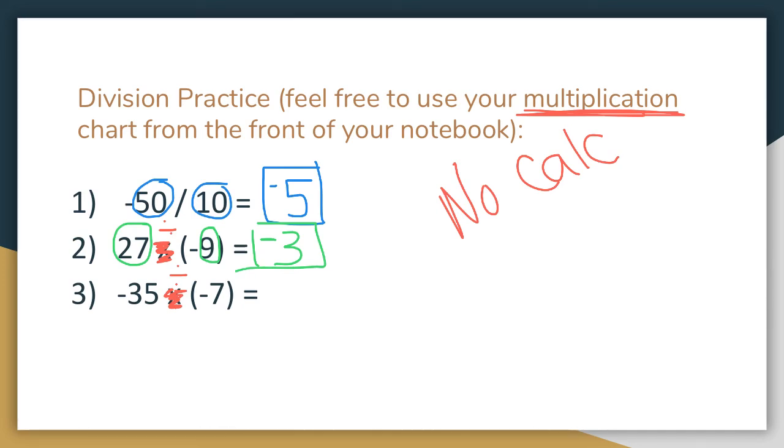All right, finally, we have a 35 and a 7. 35 divided by 7 is 5. I had a -35 and a -7. Those are the same sign. So when I have the same sign, I will have a positive answer. So my answer is simply 5.